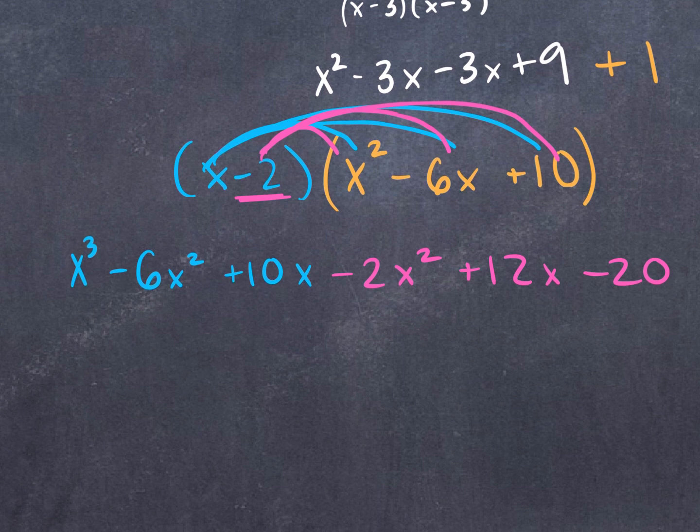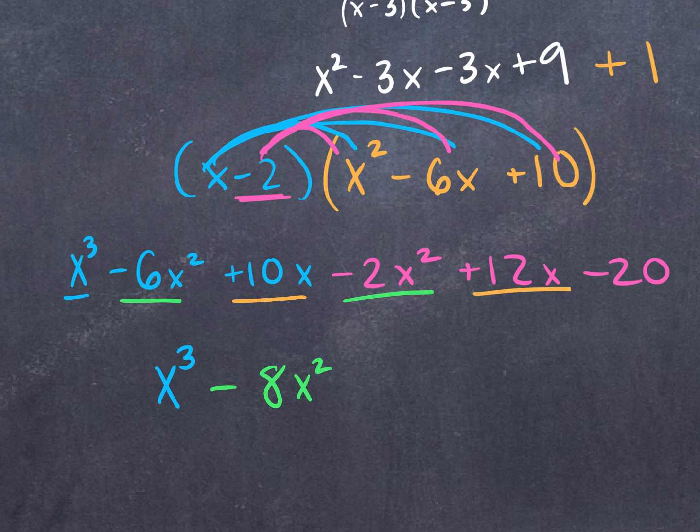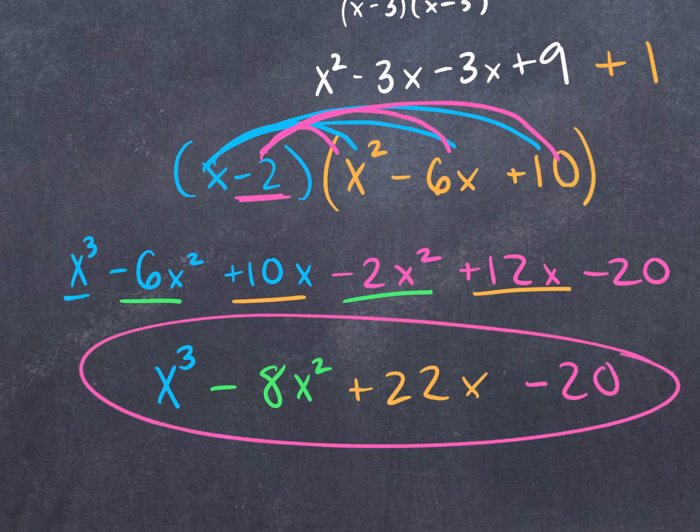Combine like terms. So I start with x cubed. What would come next? Negative 6x squared minus 2x squared, which would be negative 8x squared. Then I have 10x plus 12x, which is 22x, and then minus 20. So that would be my answer.